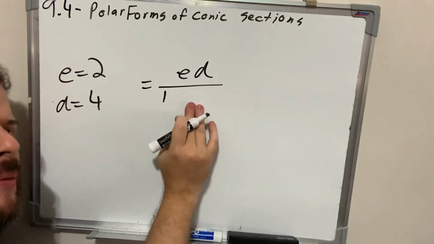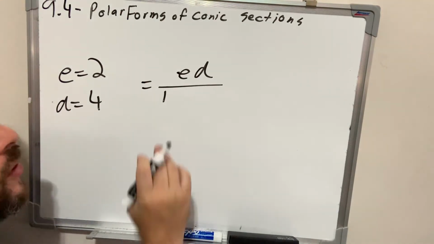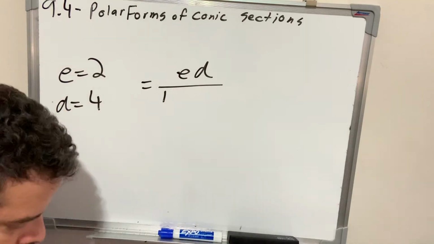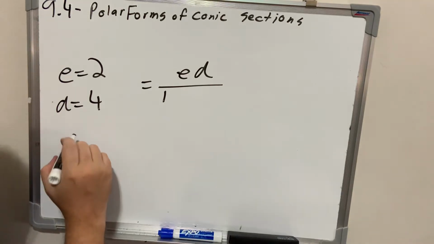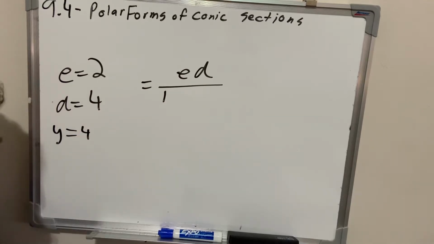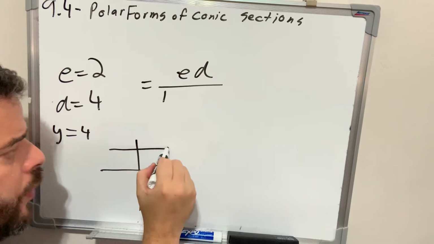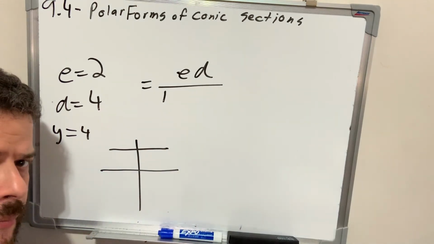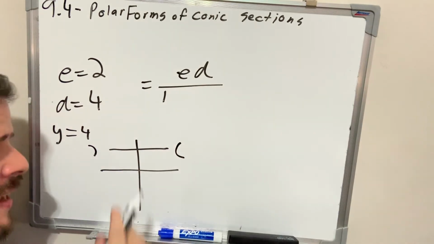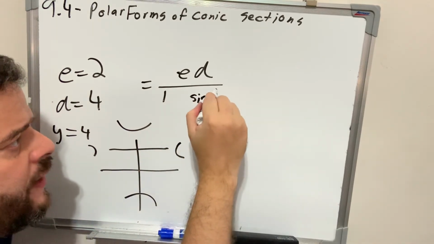Now, the tricky part here is knowing whether you're working with sine or cosine, and also if it's positive or negative. If they tell me the directrix is the line y equals 4, in a coordinate plane that line would be up here, sideways. So that means my parabola cannot open like this. It has to either open up or open down. So I know I'm working with sine theta.